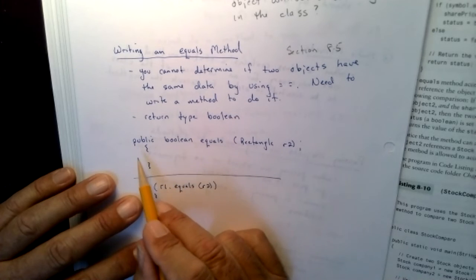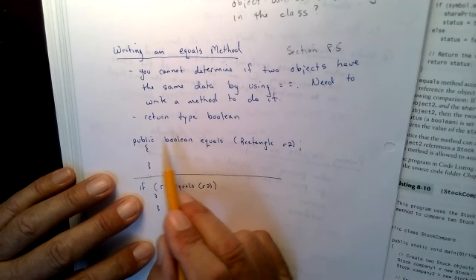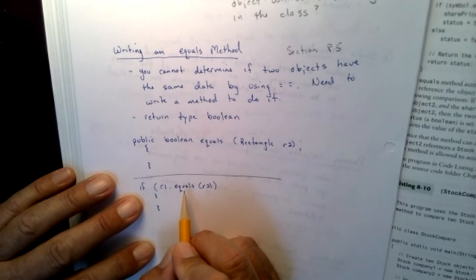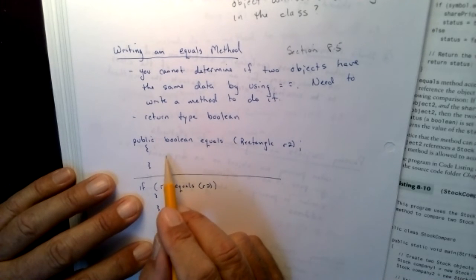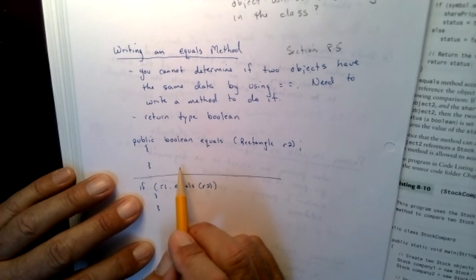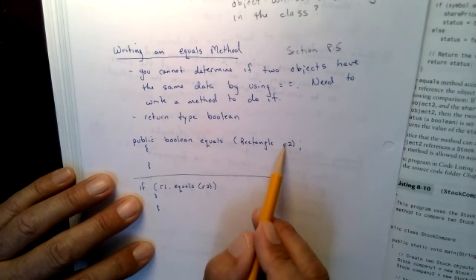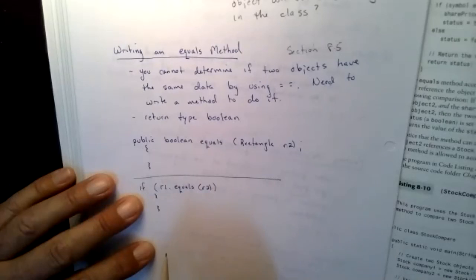So this would be a method called dot equals that we want to write so that I can compare two objects. When I'm in here, I have to do what we call deep comparing, where I compare the length to R2's length, the width to R2's width.